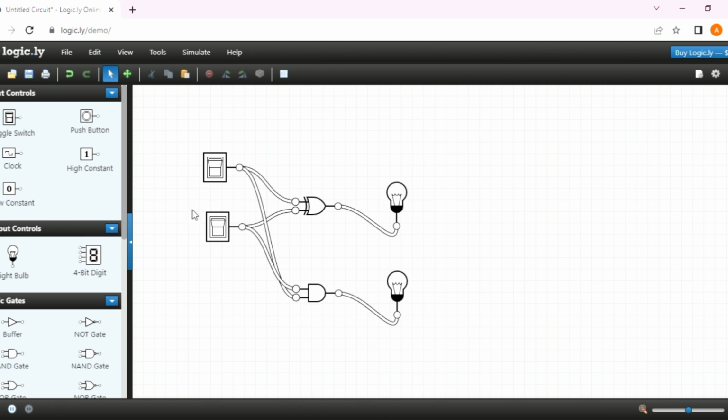When A and B are 0, the sum and carry are 0 and 0. When A is 0 and B is 1, the sum is 1 and carry is 0. When A is 1 and B is 0, the sum is 1 and carry is 0. When A and B are 1, the sum is 0 and carry is 1. This is the circuit of the half adder.